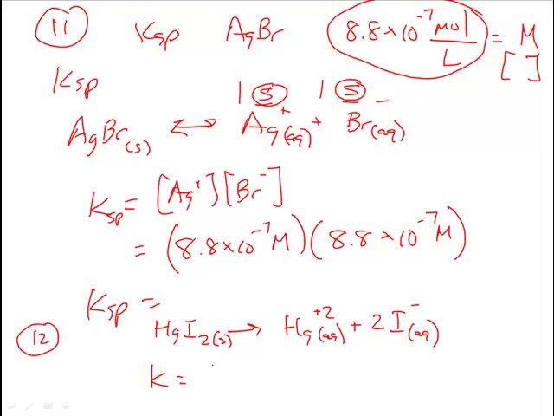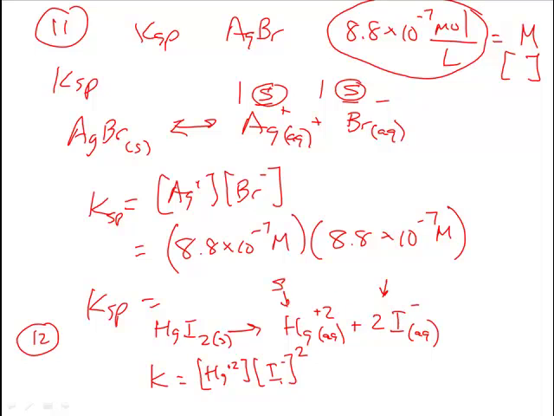What is written first? Hg plus 2 times what? I. And what power is the I to? Squared. Now, this here would be how to do the equilibrium. If you were told the concentrations of this or the concentration of this, you could do the problem. Okay. Now, in this particular problem, it does give you the solubility. So it gives you the S.